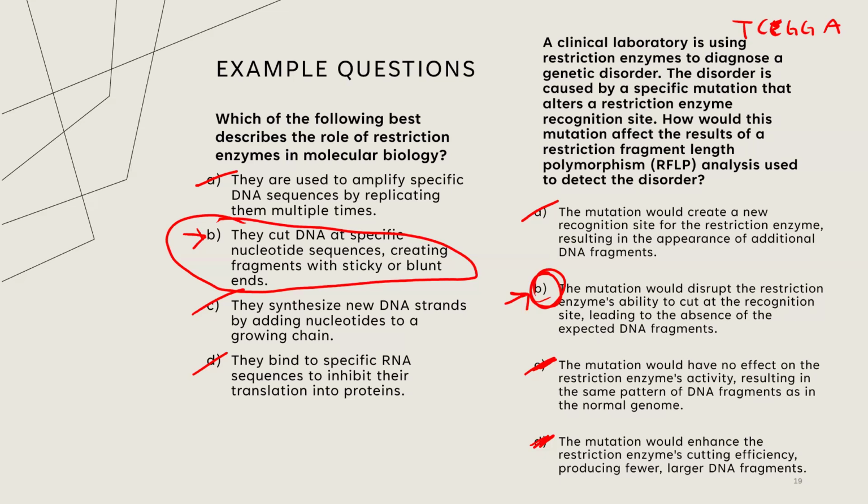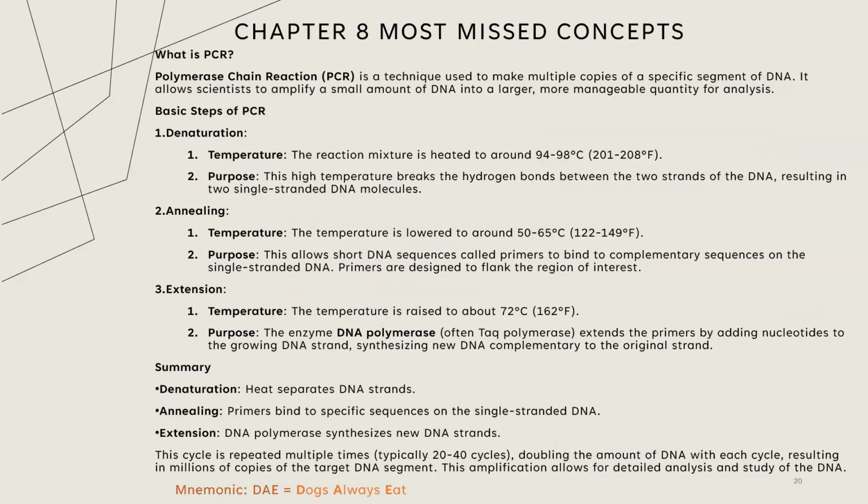Okay, so next thing. Chapter 8, most missed concepts. What is PCR? We went over this one pretty in depth in class. I tried to focus a little bit more on it this semester since this is a commonly missed concept. Remember, our 3 main steps are going to be denaturation, annealing, then extension, or elongation, the same words. So denaturation is separating the DNA strands using heat.